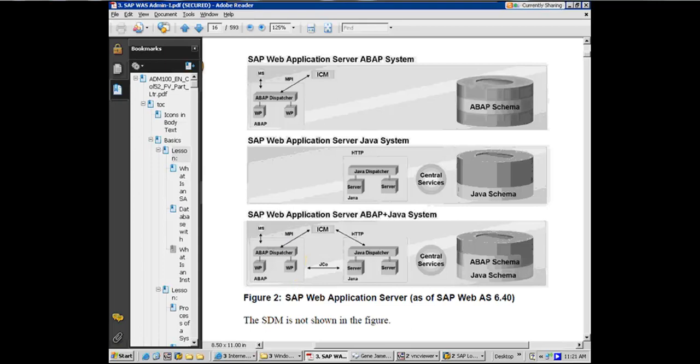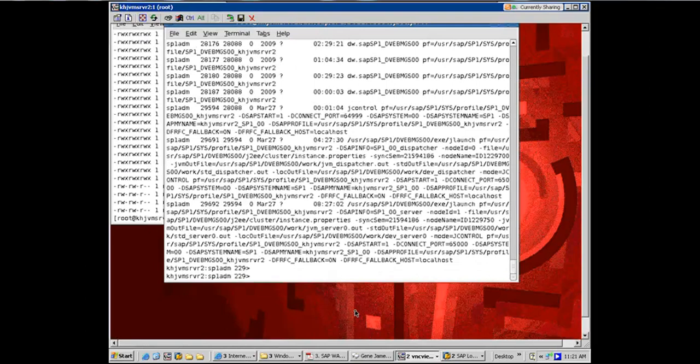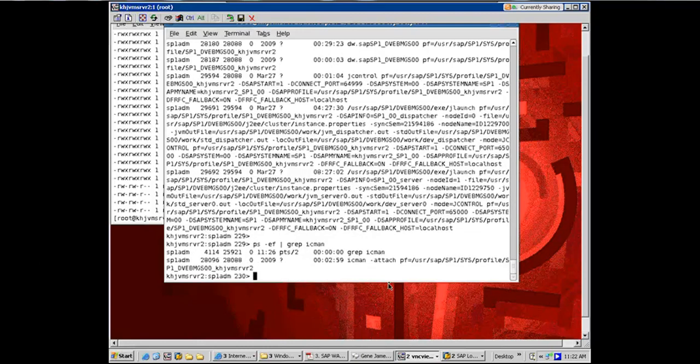Similarly, ICM, which stands for what? Internet Communication Manager, even that is running as a work process, and we should be able to look at that as well. It runs as ICMAN, Internet Communication Manager, and you see it right here. Who started this guy? Same 28088, right? So it was also started by 28088.